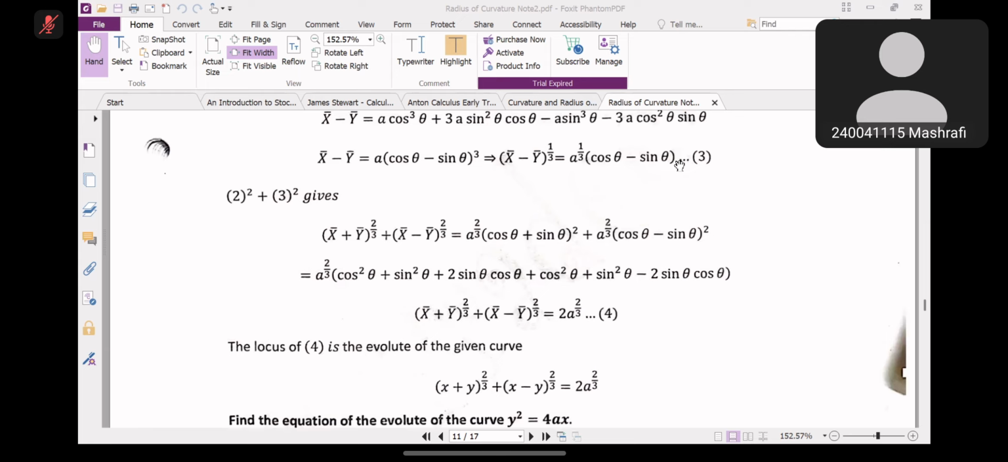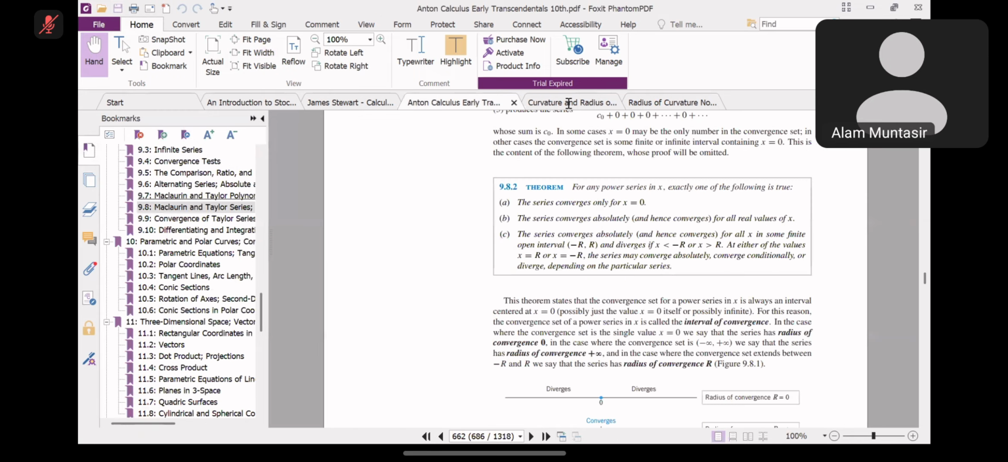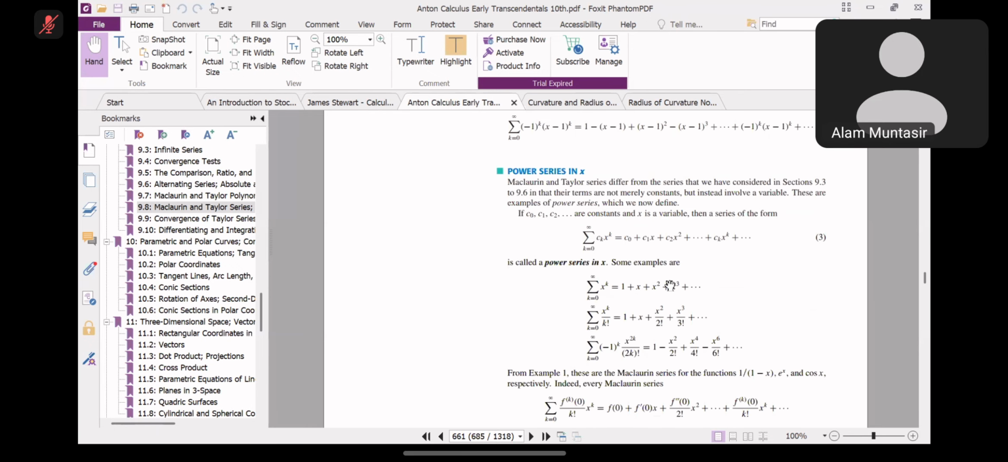Okay, sir. Sir, also Maclaurin series and Taylor series were not discussed in class actually. That's why I was wondering if that will actually be on the test. Yeah, it is actually included in your syllabus. Now we are moving to that part. Okay, sir. It is basically chapter 9.8 from Howard Anton.